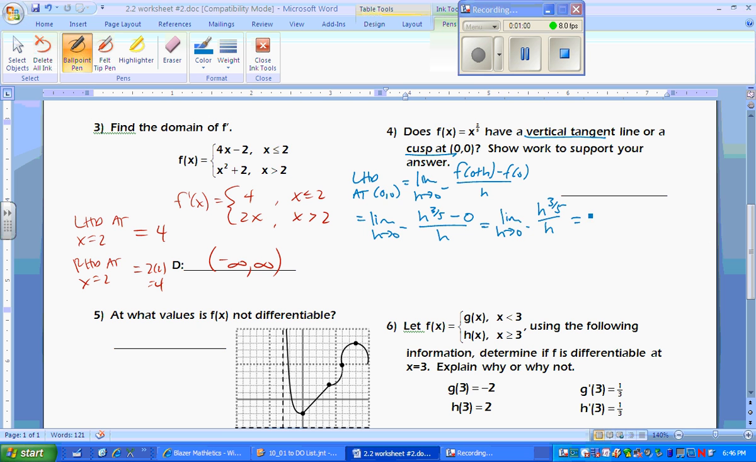Remember in class today we talked about how to simplify that. We take the bigger exponent, so h ends up in the bottom, and we subtract the exponents. 1 minus 3/5 is 2/5.